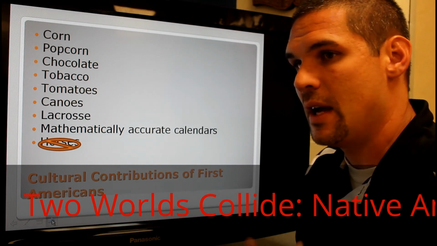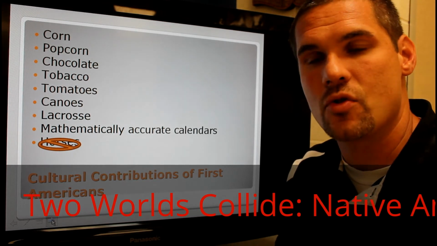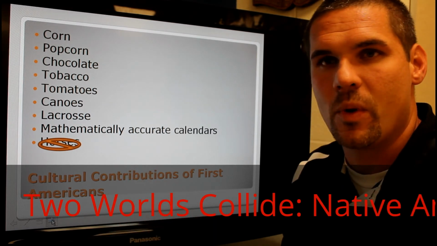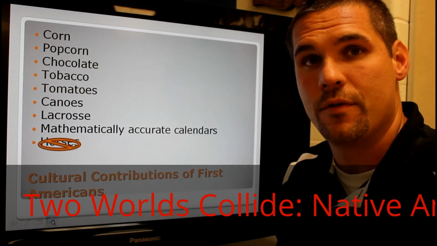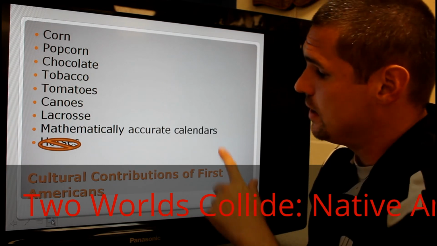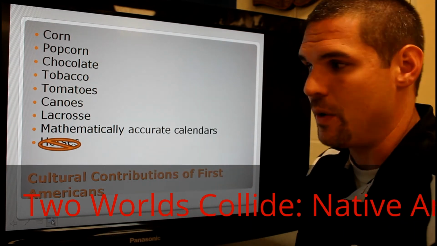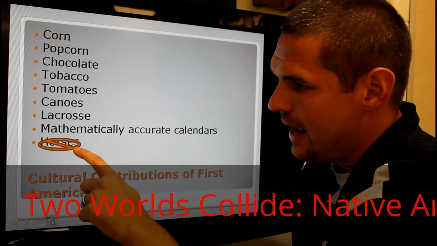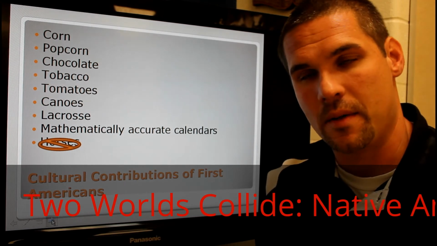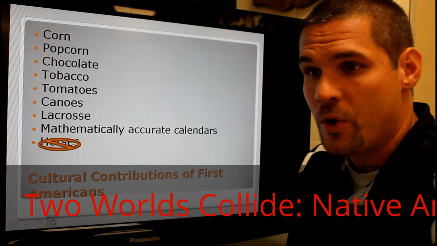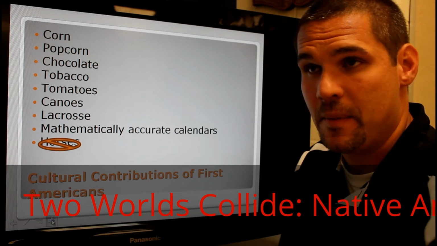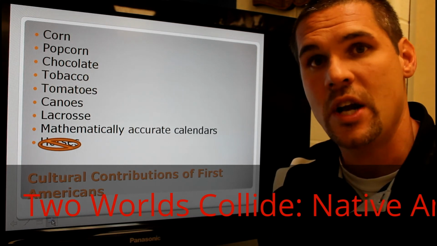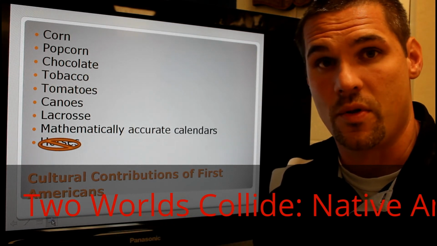They came up with a very good way of taking down trees and hollowing them out to make canoes, and we can even credit them with coming up with a primitive form of the sport lacrosse. Also, calendars that were mathematically accurate. And last here, you probably can't see behind the X here, but on there was horses. Horses are not native to America. Actually, it was the Spaniards during the Age of Exploration that brought horses over into North America.